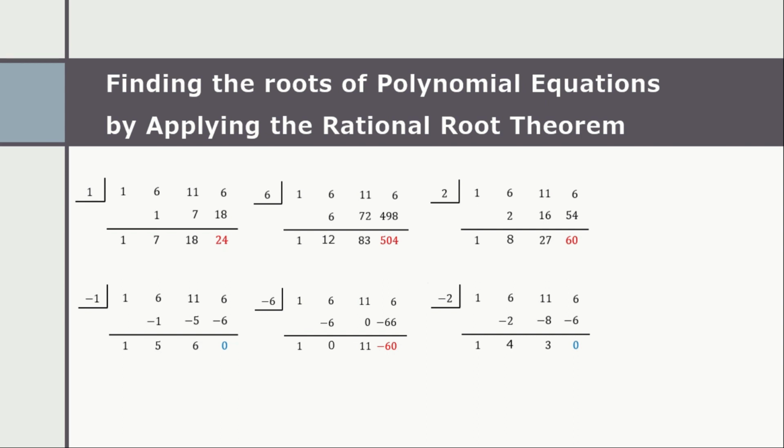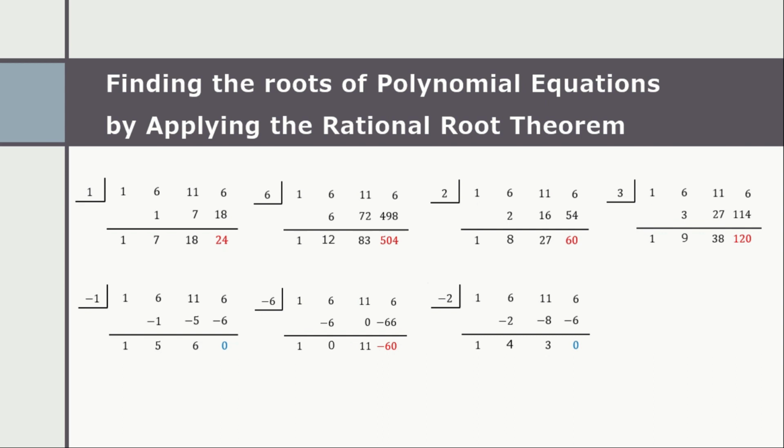We have identified the first 2 real roots of the given equation, which are negative 1 and negative 2. We are now down to the last one. So let us continue checking the possible roots. Let's proceed to 3.